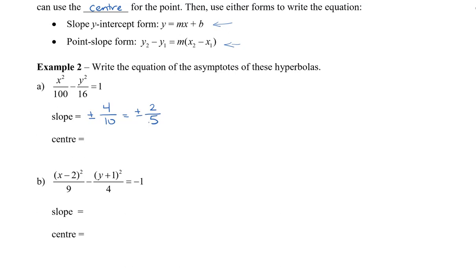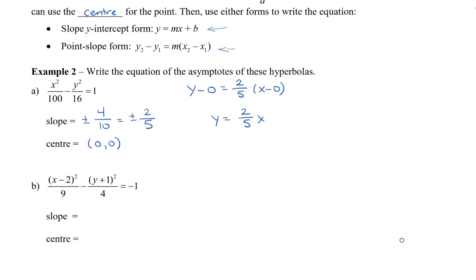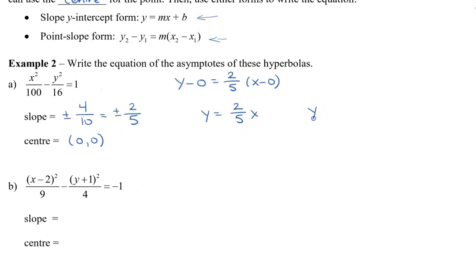In the center here, we don't have anything adding or subtracting y and x, so this will be 0, 0. So we have our slope and we have our point. So we're going to say that we have y minus 0 equals 2/5, and then x minus 0. And then this simplifies to y equals 2/5 x. Now notice that we don't have any other point, so we have 2/5 x. So therefore we can write the other equation of the asymptote, the negative slope one, to be y equals negative 2/5 x, since nothing's going to affect that slope.